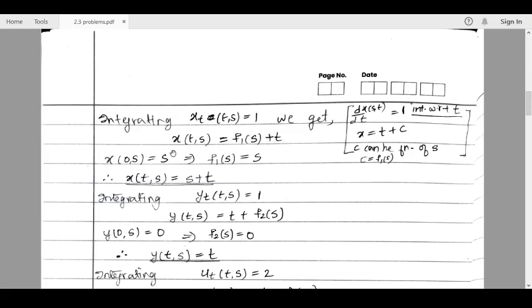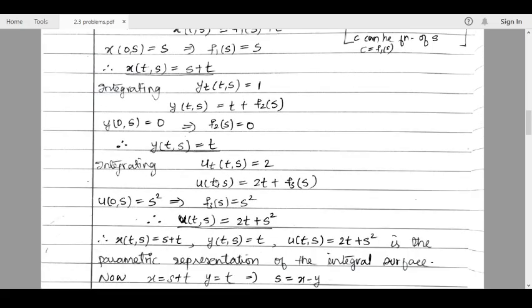Now we will apply the initial condition. So this is a characteristic curve. We apply the initial condition x(0, s) is equal to s. This is the initial condition given. So we have to put t equal to 0. When t equal to 0, x is s. So we will get f1 of s equal to s. So if you substitute the value of f1 of s, we will get x(t, s) is equal to s plus t. So we got one characteristic curve.